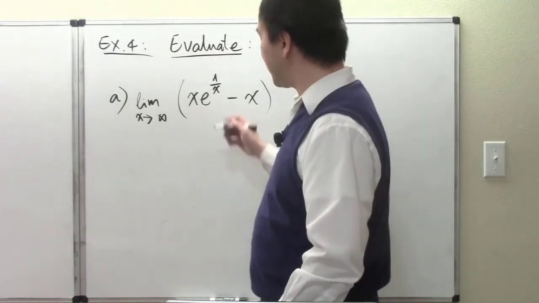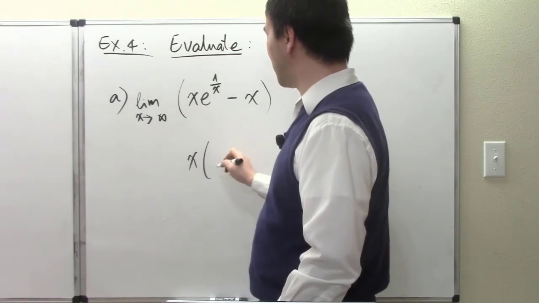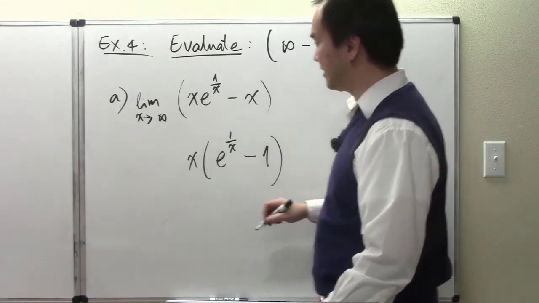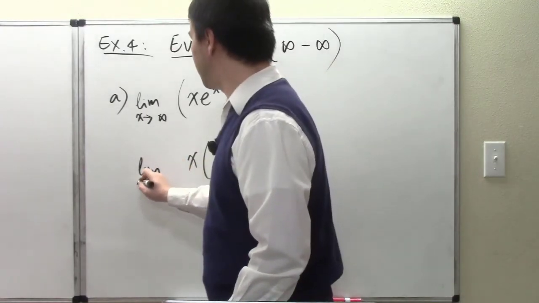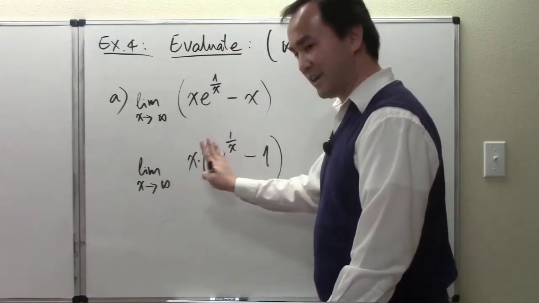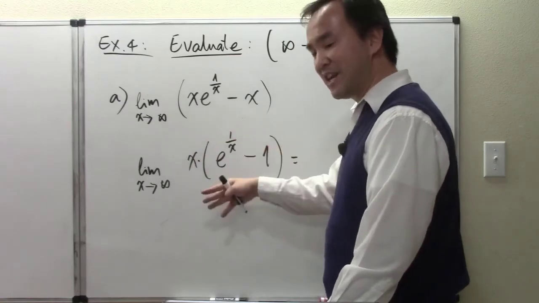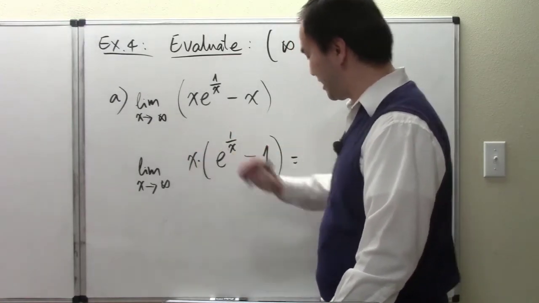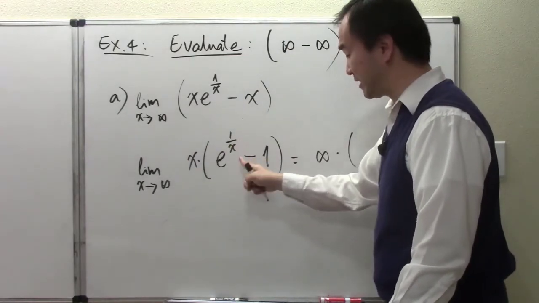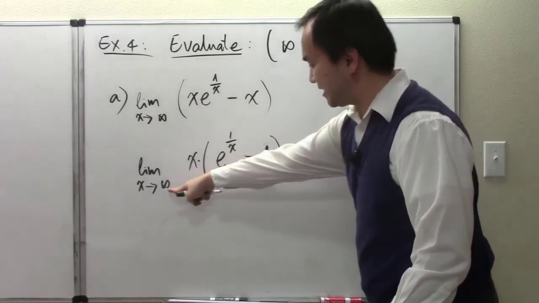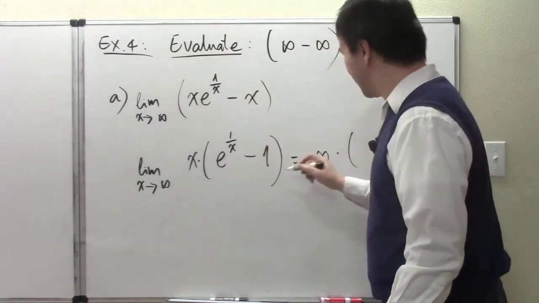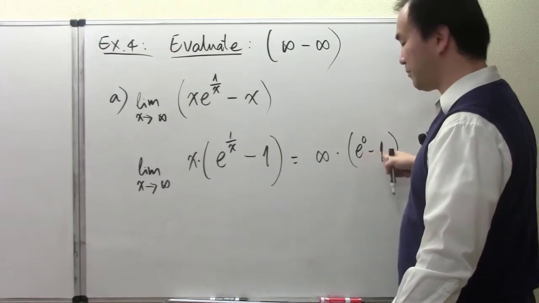So here I can factor out the x, and turn our expression into x times e to the 1 over x minus 1. This problem here is a limit as x goes to infinity. Now notice, I turned that into a product. It leads me into another indeterminate, in the sense that x goes to infinity, but these 2 terms together inside the parentheses, as x gets larger and larger, 1 over x turns into a 0. And so e to the 0 minus 1 is 1 minus 1, which is 0.